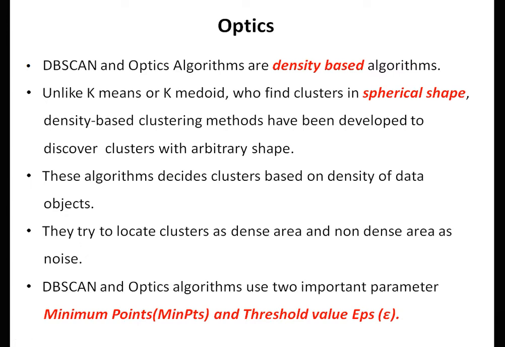DBSCAN and OPTICS algorithms are density-based algorithms. Unlike k-means or k-medoid, which find clusters in spherical shape, density-based clustering algorithms have been developed to discover clusters with arbitrary shape. These algorithms decide clusters based on density of data objects. They try to locate the cluster as dense area and non-dense area as noise. DBSCAN and OPTICS use two important parameters, that is minimum points and threshold value epsilon.